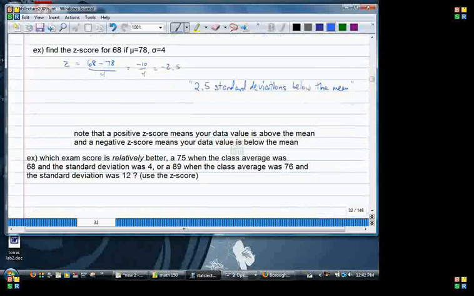Which exam score is relatively better? A 75 when the class average was 68 with standard deviation 4, or an 89 when the class average was 76 and the standard deviation was 12? So right off the bat, it sounds like the 89 is better. But in fact, if you want to do a relative comparison, you have to use the z-score. So in the interest of time, I'm not going to work it out. It turns out that 75 has a better z-score, so relatively, that's a better exam score. It's more standard deviations above the mean.